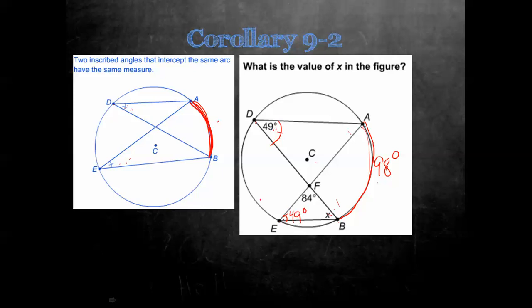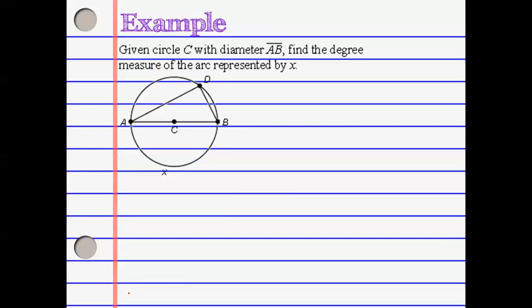Now all I have to do is take 84 and add it to 49, and that's going to give us 133 degrees. Then I just have to take 133 and subtract it from 180, and that is going to give me 47 degrees. So I know that x equals 47 degrees.